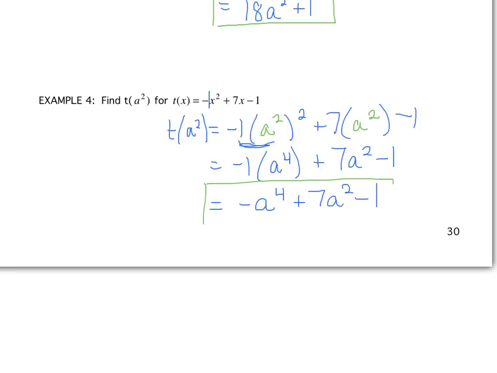There are no like terms, and it's a polynomial in standard form because my powers of the exponents are going down. So just a quick recap, if I was to ask you for the degree of this, hopefully you would tell me it's 4, and if I asked you for the leading coefficient, hopefully you would tell me that that is negative 1.